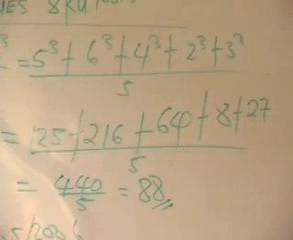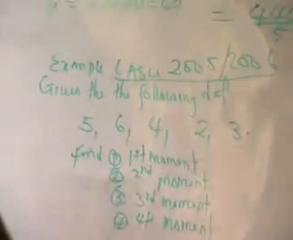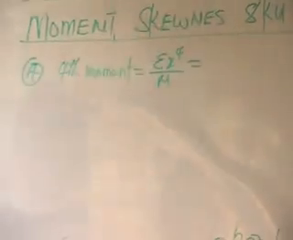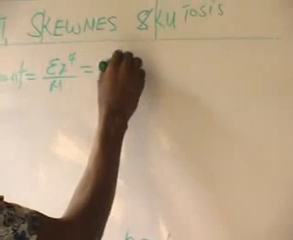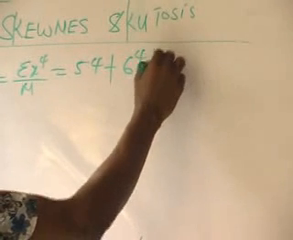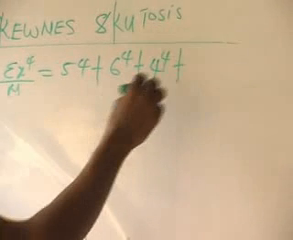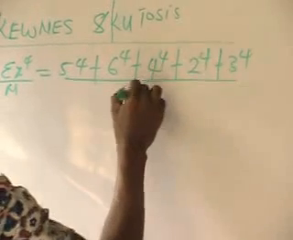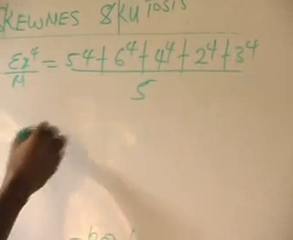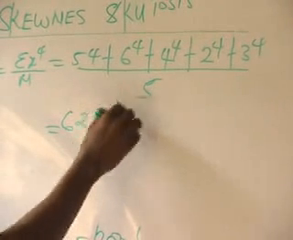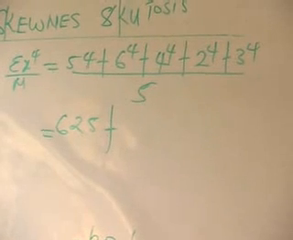So let's now look at the fourth moment. Fourth moment means the power is 4. So we are now going to say 5 raised to the power 4 plus 6 raised to the power 4 plus 4 raised to the power 4 plus 2 raised to the power 4 plus 3 raised to the power 4 all over 5. We have 5 in number. Now 5 raised to the power 4 equals 625. Then plus, let's use calculator to get the rest.